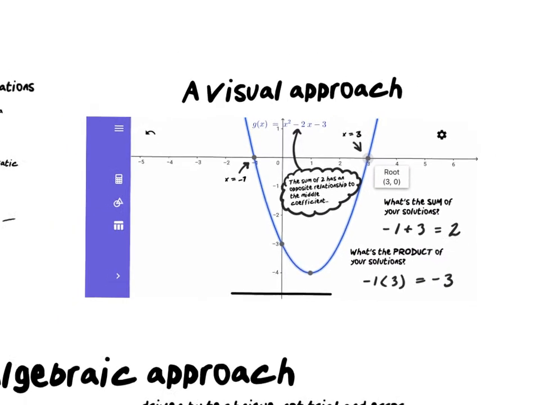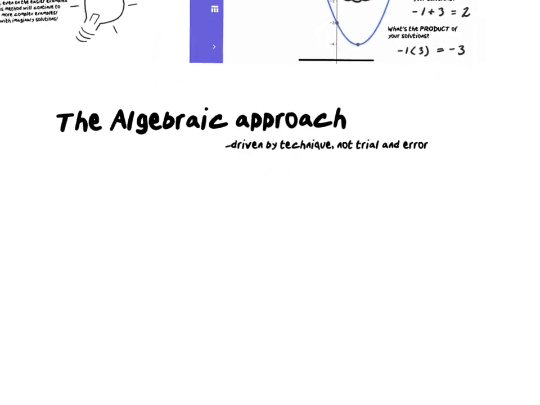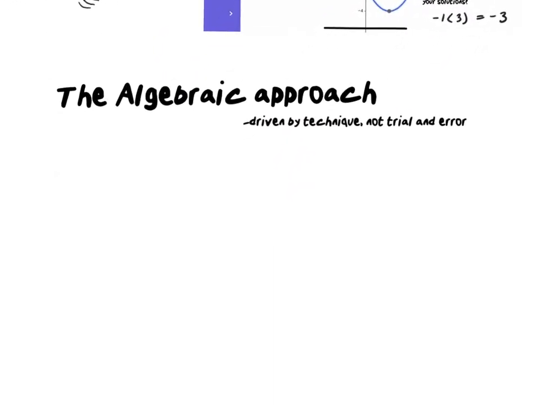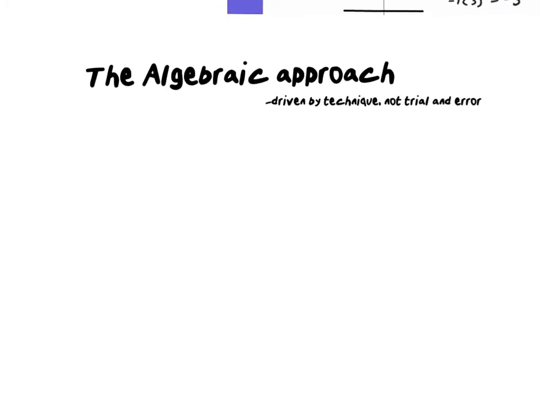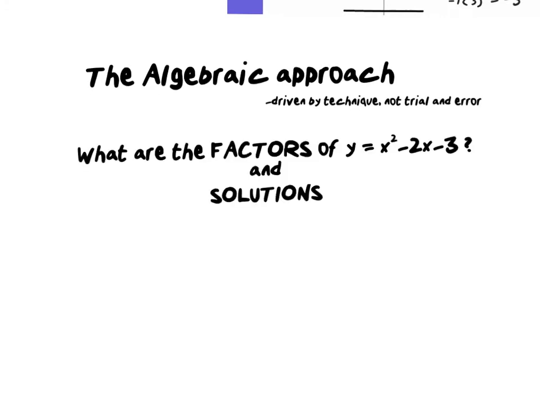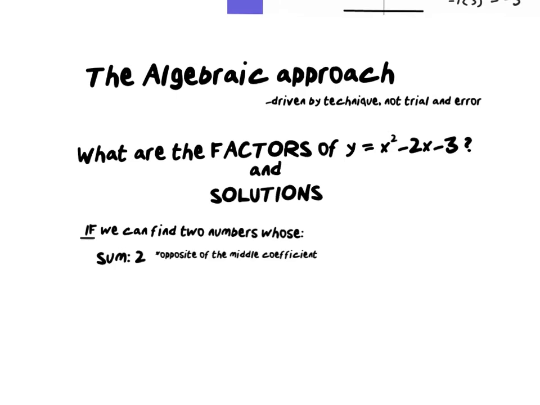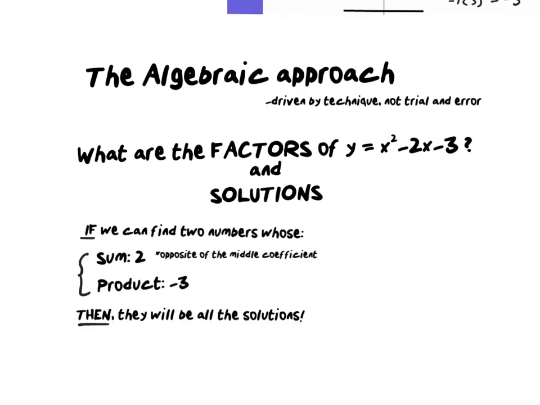Now it's time for the algebraic approach. Remember, this is driven by technique, not by trial and error. So, what are the factors and solutions of y is equal to x squared minus 2x minus 3? If we can find two numbers whose sum is 2 and product is -3, then they will be all the solutions.